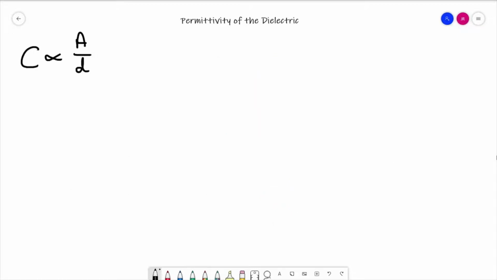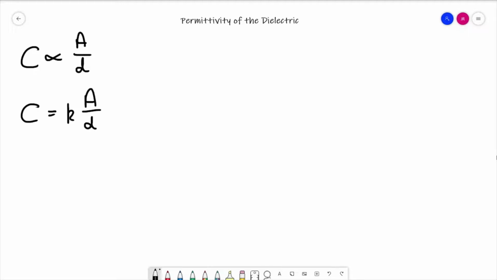Now that we've determined that relationship between capacitance and the dimensions of the capacitor, we now need to get rid of that proportional sign, turn it into an equation by putting in an equal sign and some kind of constant of proportionality. So let's do that straight away. Let's say that C is equal to some constant multiplied by A over D.